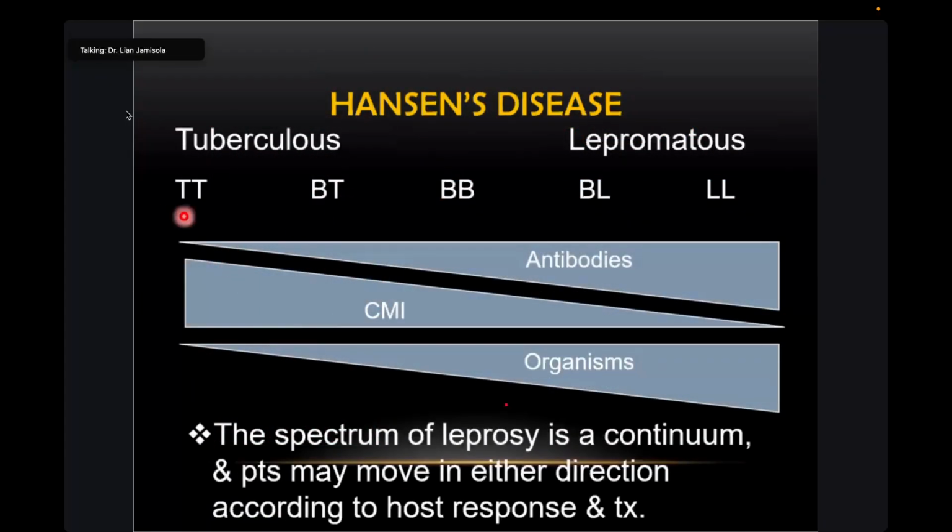The spectrum goes from tuberculoid leprosy or TT to lepromatous leprosy. Okay, so those with strong cell-mediated immunity, with weak humoral immunity, they have the tuberculoid leprosy. Meaning the organisms konti, hindi masyadong dumadami because they have strong cell-mediated immunity. Those with weak cell-mediated immunity, with stronger humoral immunity, dumadami ang organisms. So these are the ones that present with lepromatous leprosy.